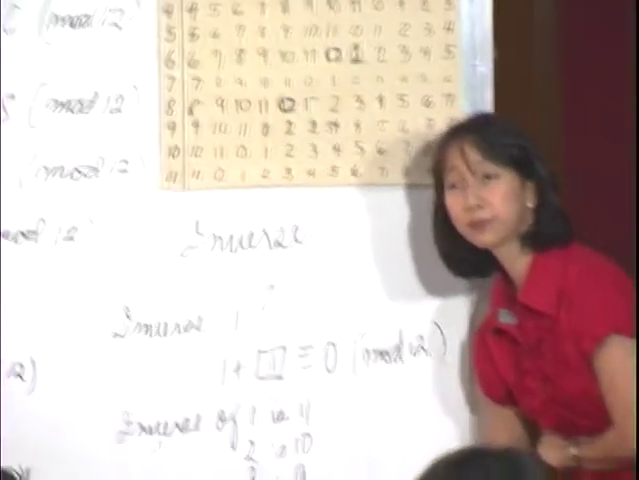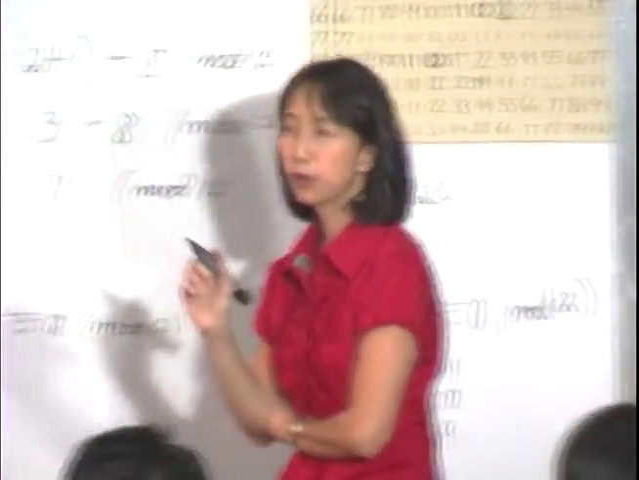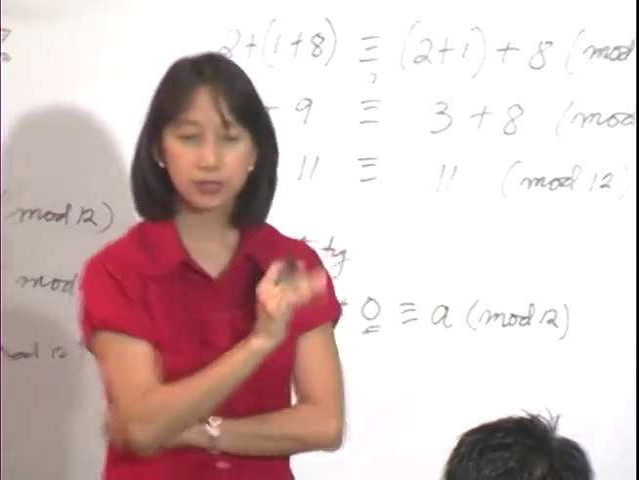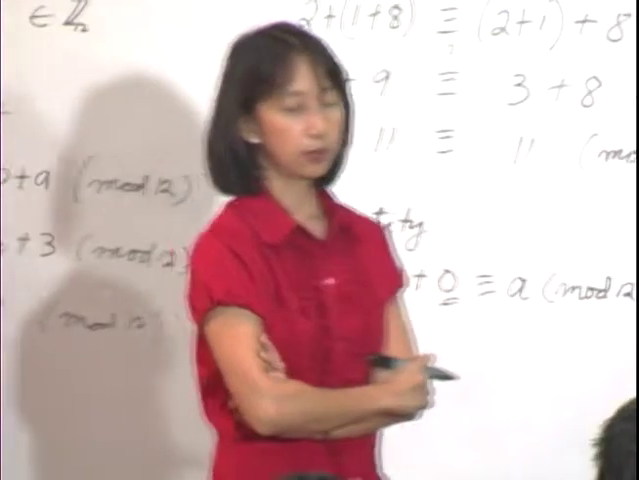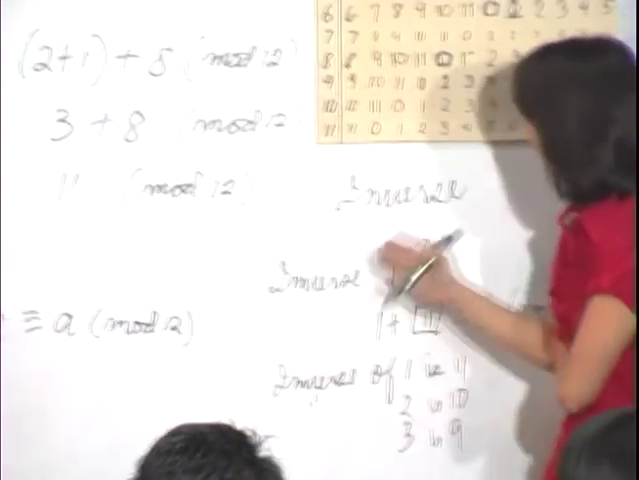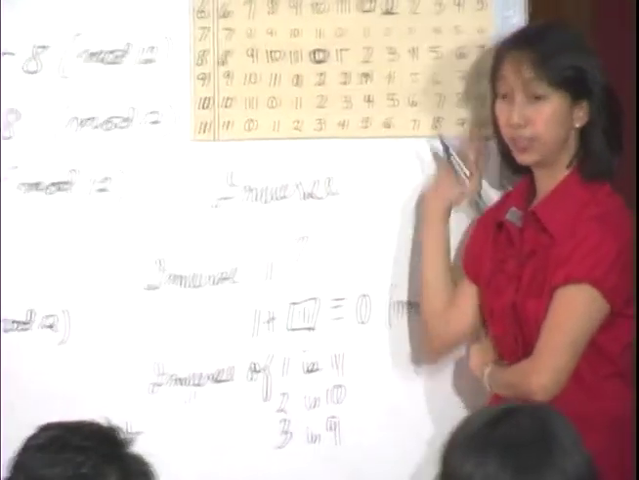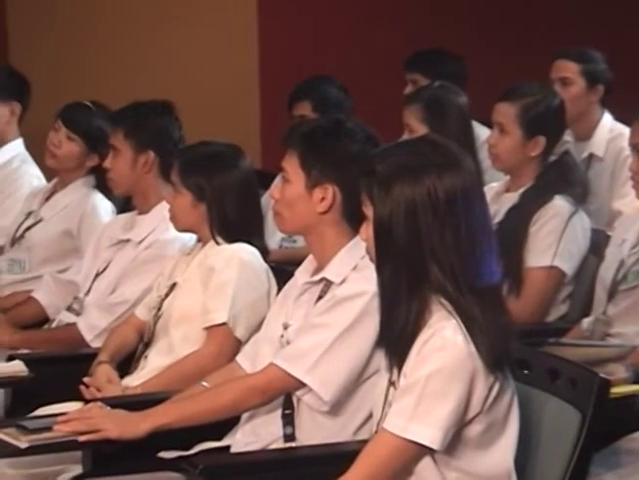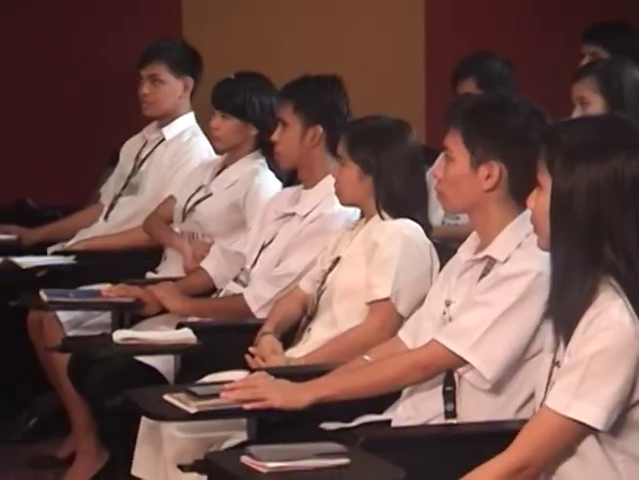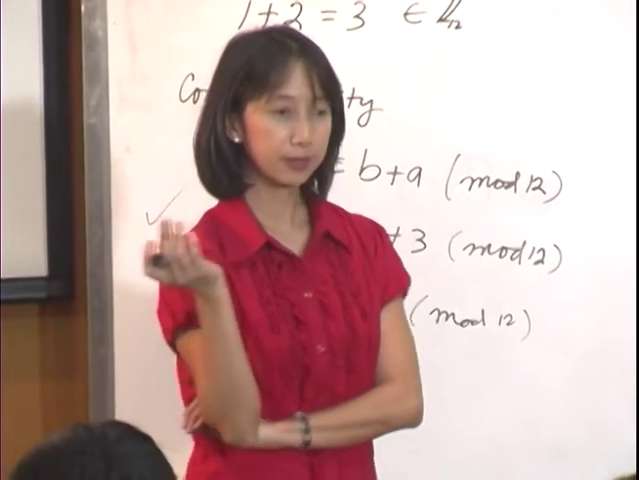Do you see a pattern? Yes. If I ask you, what's the inverse of 10? 2. Without looking at the table, what's the inverse of 7? 5. What's the inverse of 6? 6. What's the inverse of 8? 4. Okay, so all of these elements have an inverse within the set. Going back to Z5, what if I ask you, what's the inverse of 3 in modulo 5? 2. Yes, it's 2.